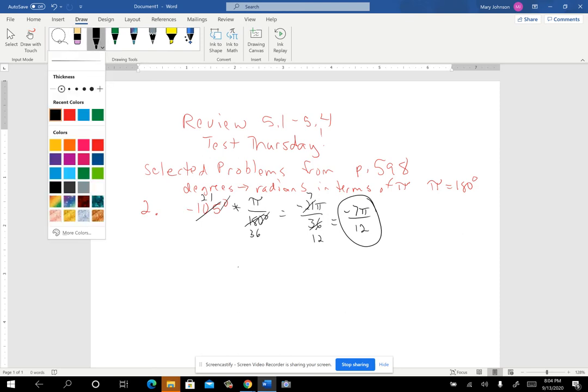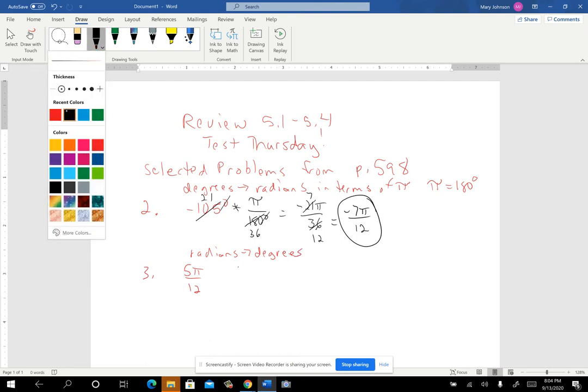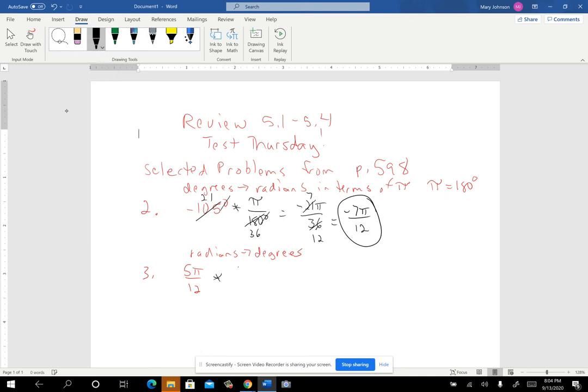Okay. All right, the third problem was the other way around. So on that one, they gave you 5 pi over 12, which was in radians since it didn't have the degree symbol on it. Plus it said to go from radians to degrees. Okay. And I'm going to use unit fractions, but this time, since I want to get rid of the radians and get degrees into the mix, I want degrees on top, radians on the bottom. Okay. All right, so I can see how the pi's are going to cancel.